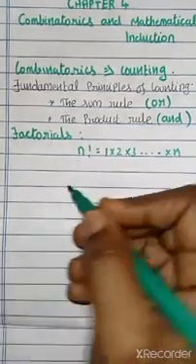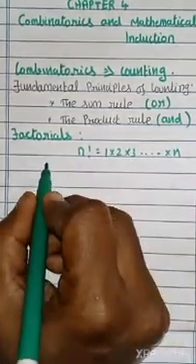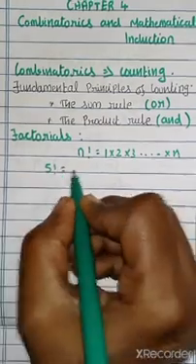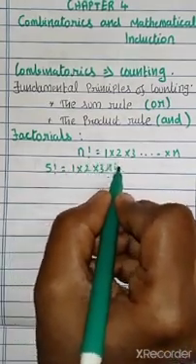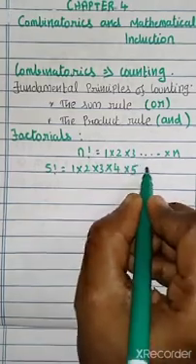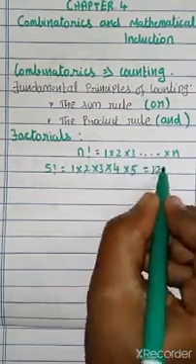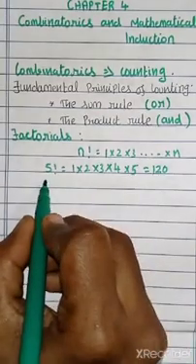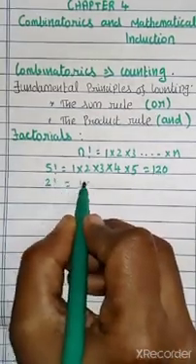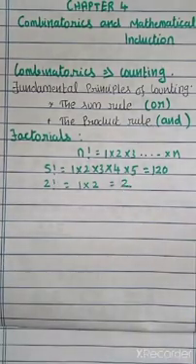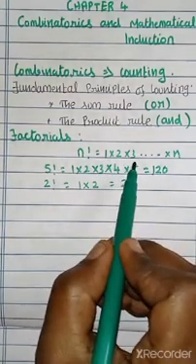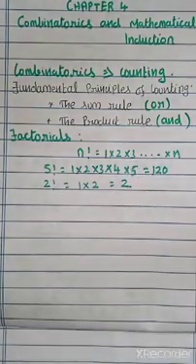Okay, so I'll give you an example. What is 5 factorial? 5 factorial means 1 into 2 into 3 into 4 into 5, which, if you multiply all those things, you will get the answer as 120. What is meant by 2 factorial? 1 into 2, which is equal to 2. So this one is your factorial. Factorial means product of first n natural numbers, right?